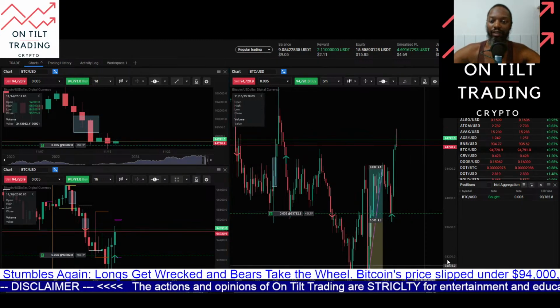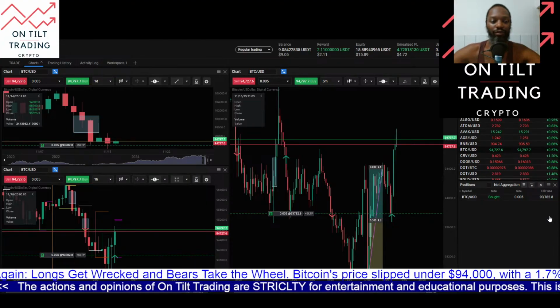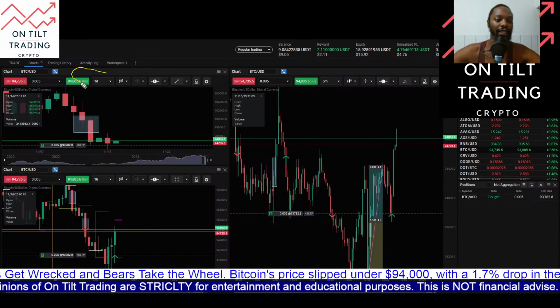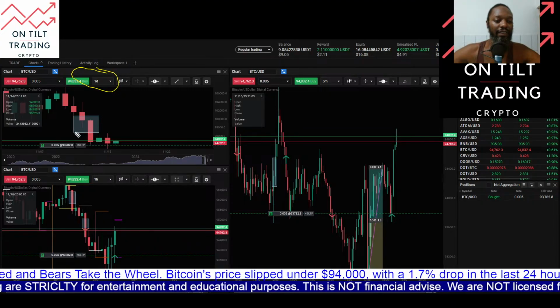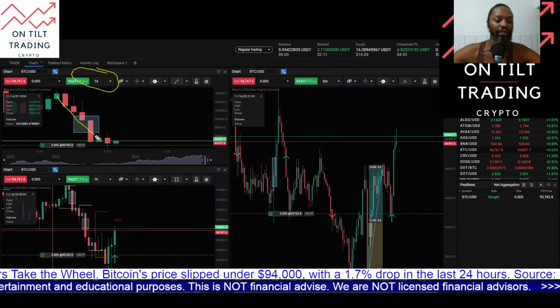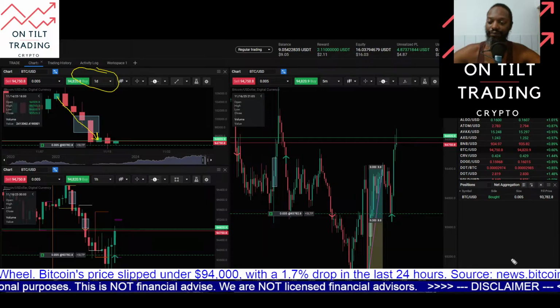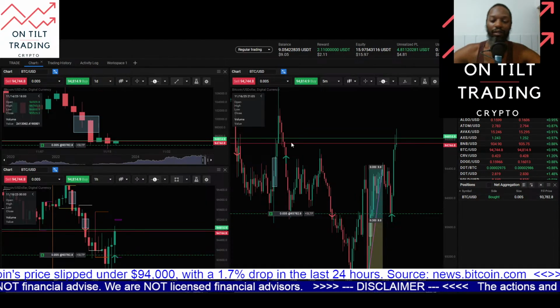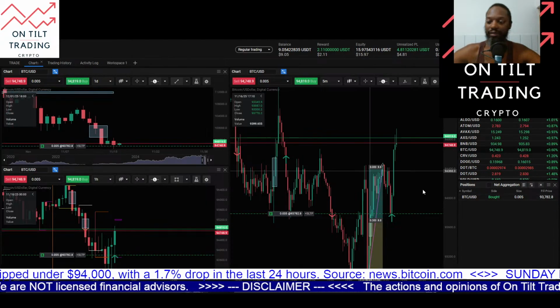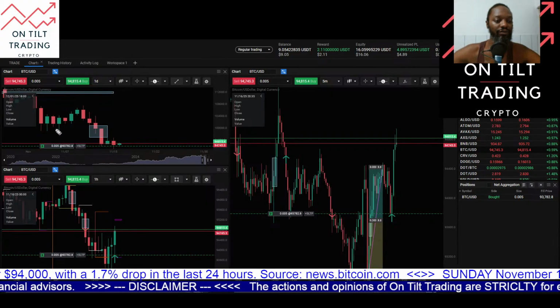I am currently long in Bitcoin. I'll walk you through what I have trading, starting top down. Here on the daily chart, we can see Bitcoin has been delivering to the sell side here. And structurally, price is in a downtrend.